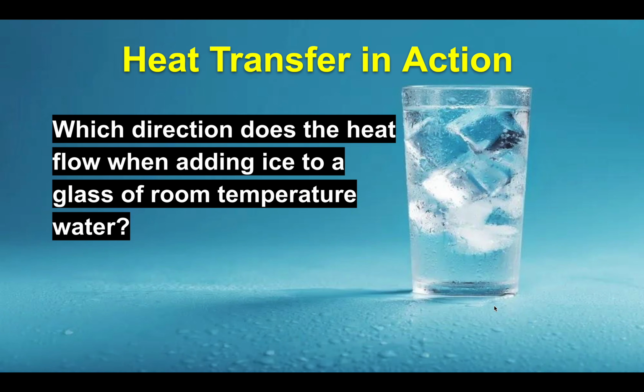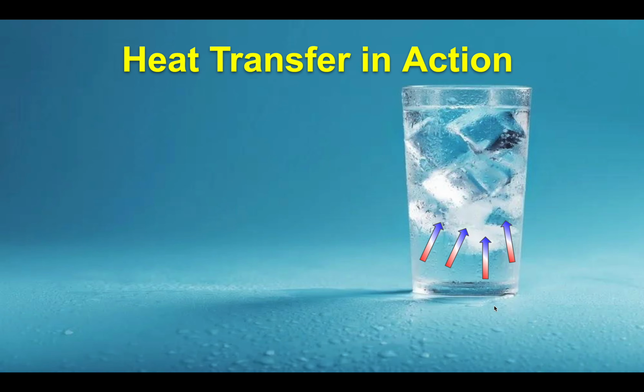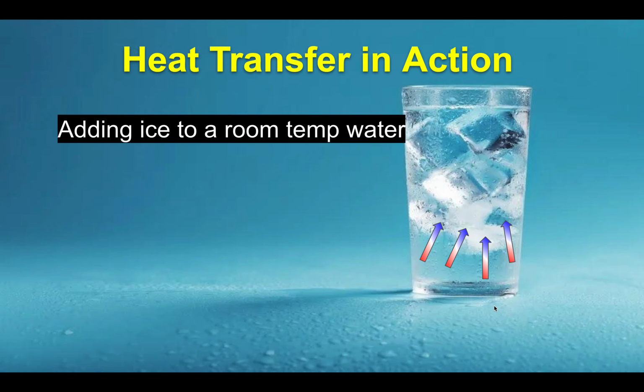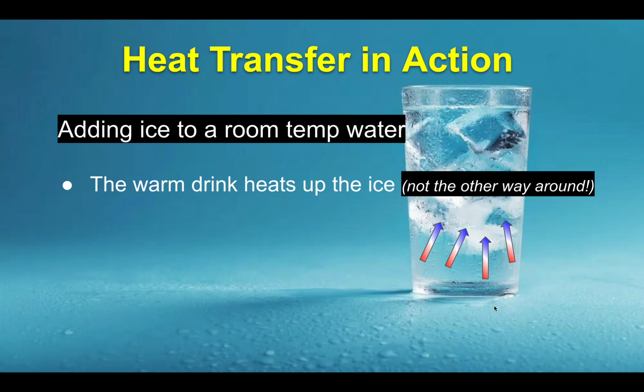We want to know the direction the heat is going to flow when adding ice to a glass of room temperature water. As we know, it always goes from the warmer to the colder, the one with more energy to less energy. So the energy is going to transfer from that water to the ice.